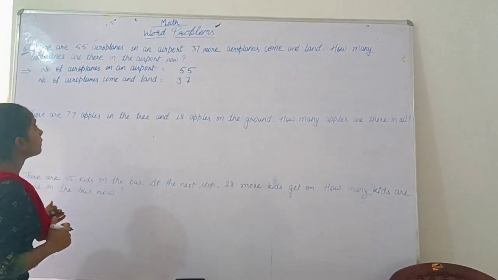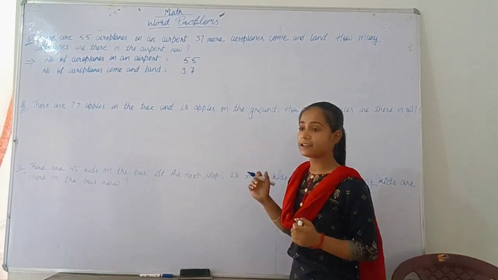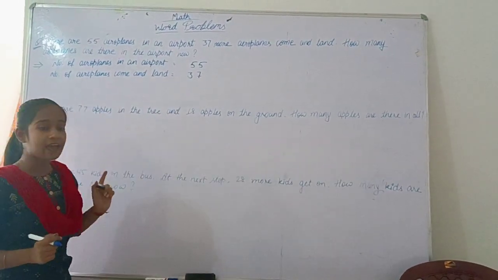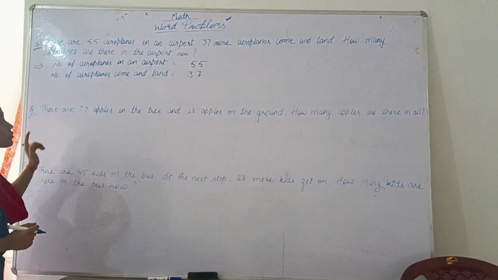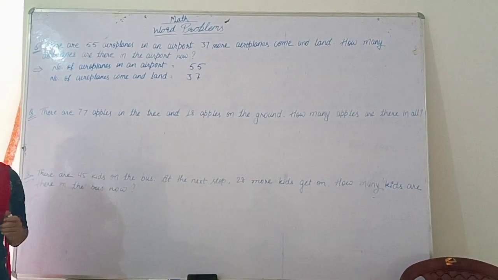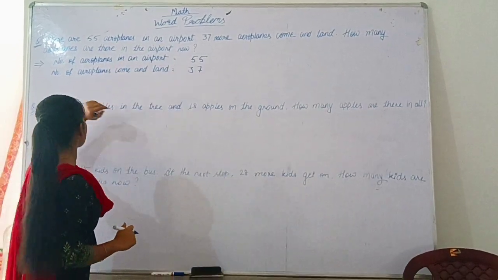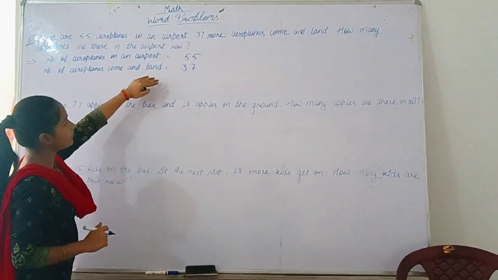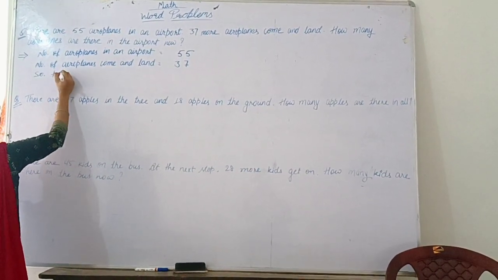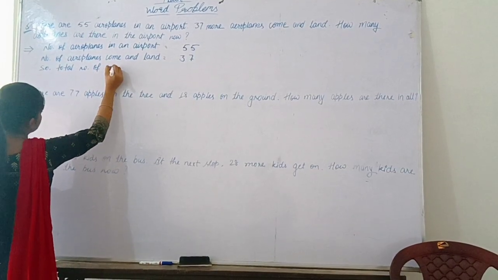It means the total number of aeroplanes in the airport now. What will we do? We will add because the question is asking about the total. Number of aeroplanes in the airport, 55. Number of aeroplanes that come and land, 37. So the total number of aeroplanes.